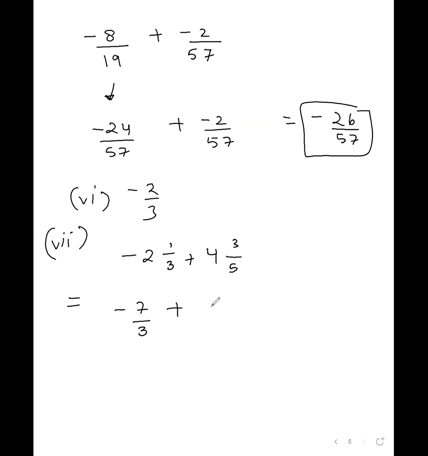And then 23 by 5. Very good. Now, what is the next step? Minus 7 by 3 plus 23 by 5. We will add them. How do we add them? What is the next step? First, we will find the LCM. Good. What is the LCM? 15. Very good. So what will the first one, minus 7 by 3, become? Minus 35 by 15.